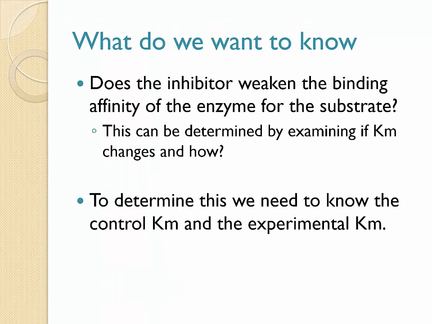So we have an idea, and we map out what we want to know. Does the inhibitor weaken the binding affinity of the enzyme for the substrate? And we're going to determine that by examining Km. What we should see is an increase in Km, which would infer that the binding of the enzyme to the substrate is weakening, or that the enzyme is not recognizing the substrate as well as it does without the drug. So to do this, we need to know the two Kms, one for control and one for experiment.